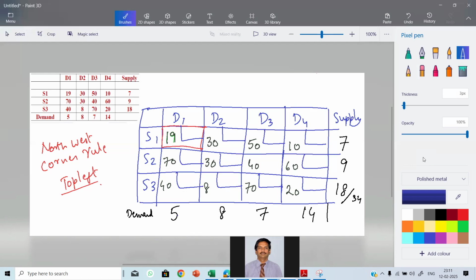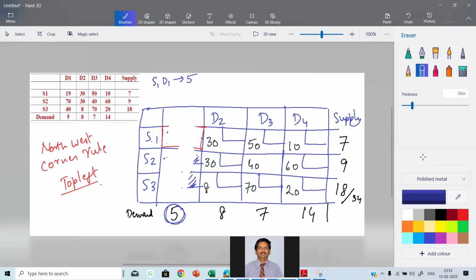Now D1 has a demand of 5 units. S1 can give 7 units. So you supply 5 units to D1, and the demand for station D1 is completed, right? I'm writing S1 D1 as 5 units. Now from the 7, already 5 is supplied to D1, so the S1 station can supply another 2 units only, right?